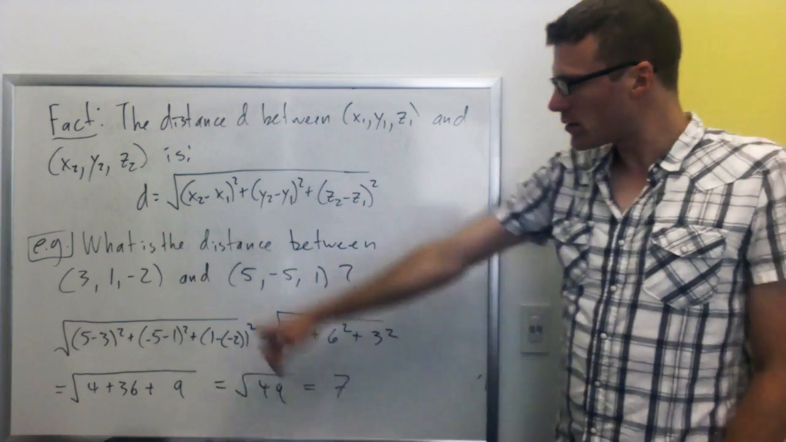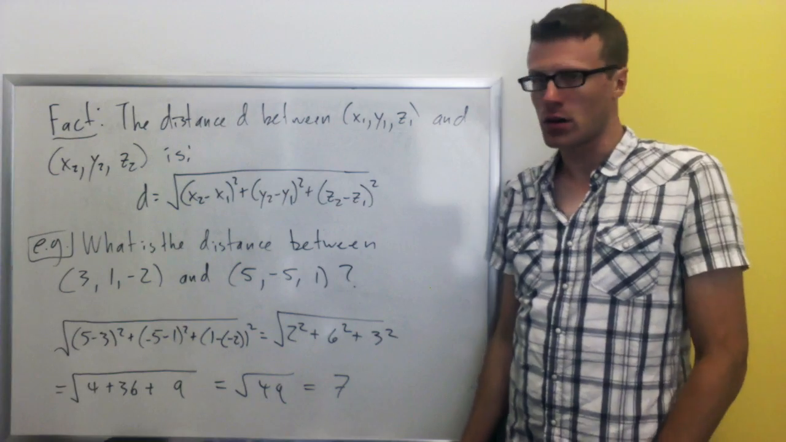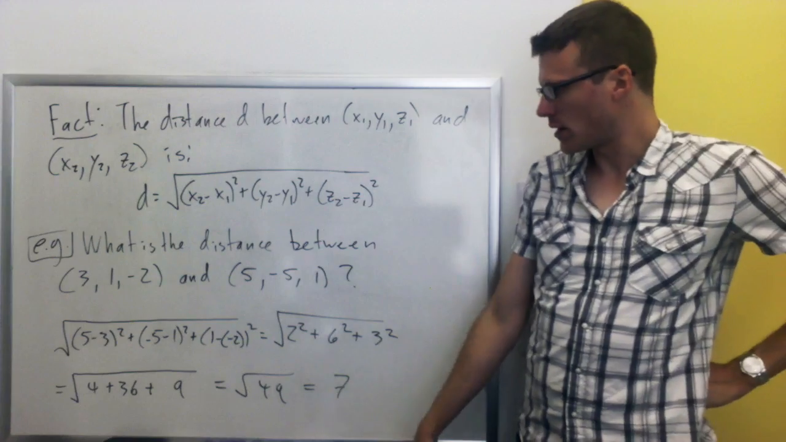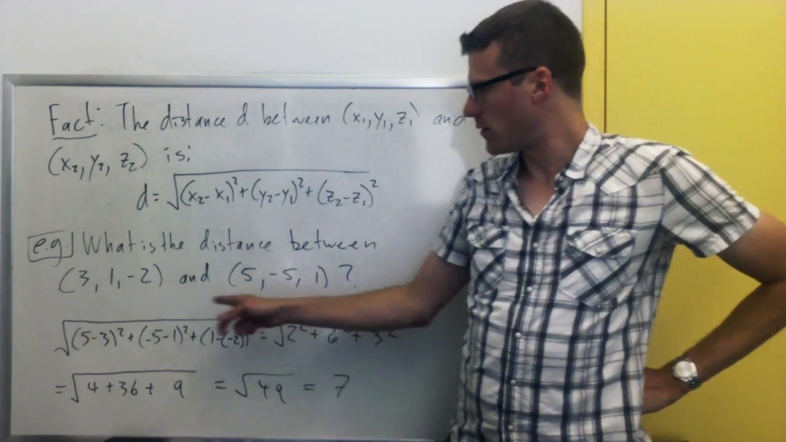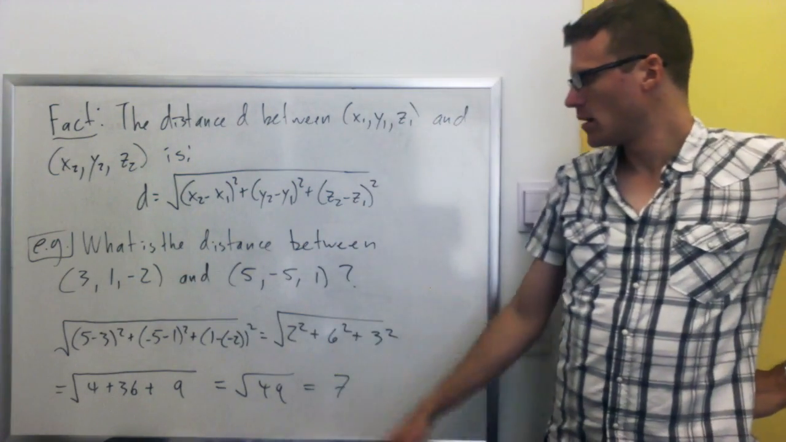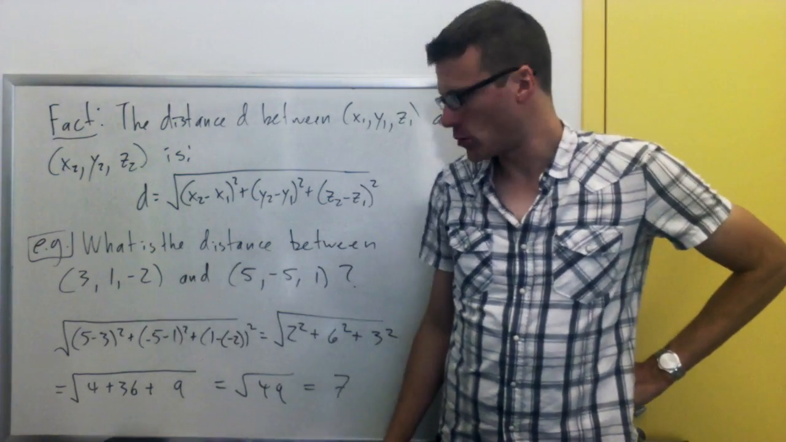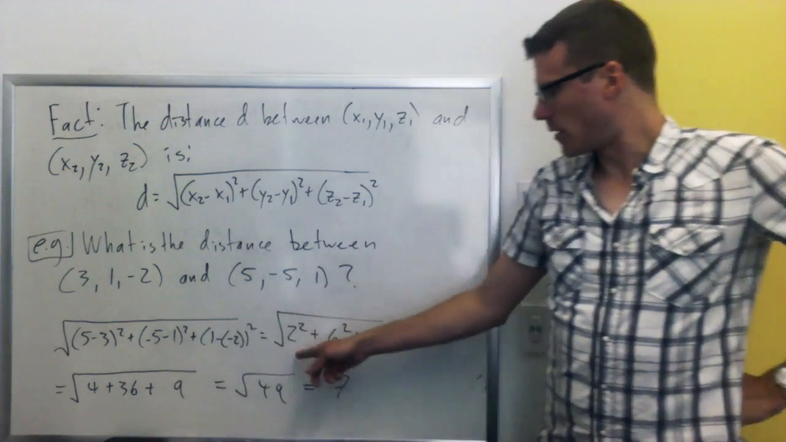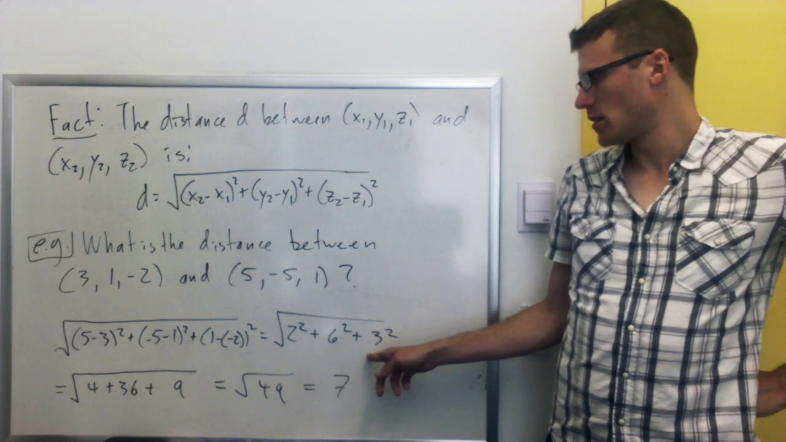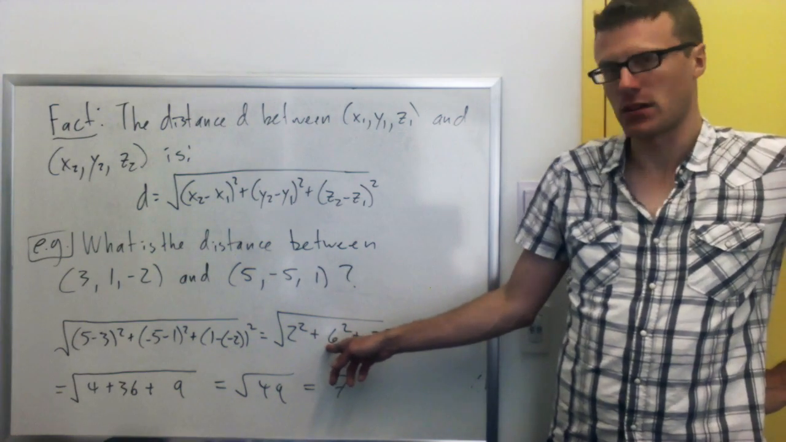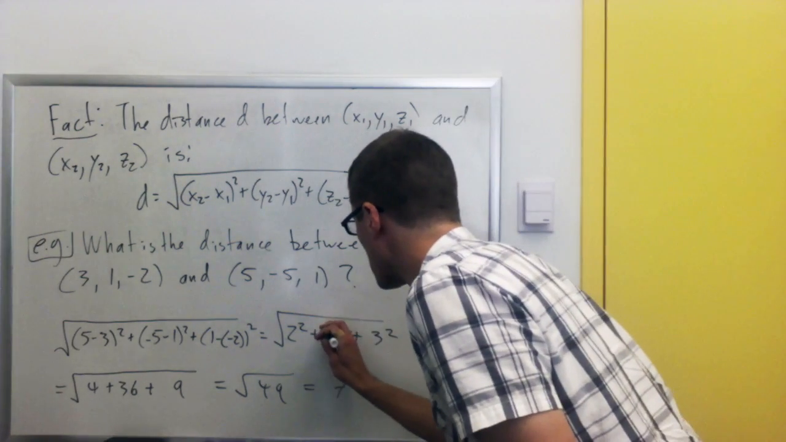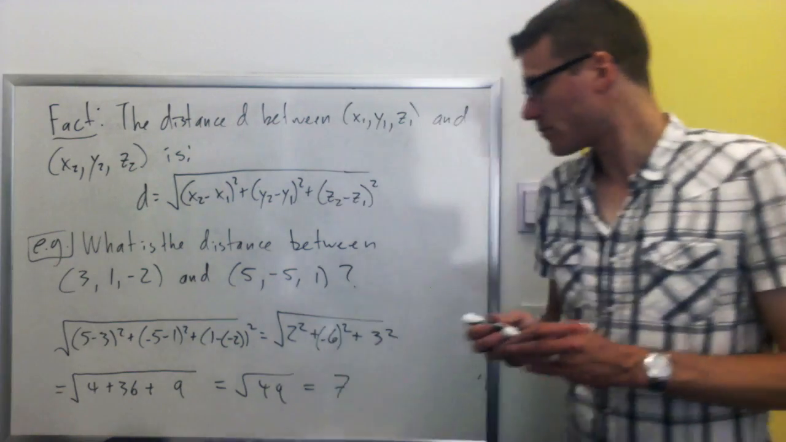Great. So what is the distance between, say, the point 3, 1, negative 2, and the point 5, negative 5, 1? Well, this formula says let's take the square root of 5 minus 3 squared plus negative 5 minus 1 squared plus 1 minus negative 2 squared. This simplifies to be the square root of 2 squared plus 6 squared plus 3 squared. This is really negative 6 squared, but whatever, same thing. Now, in fact, let me write that as negative 6 squared.